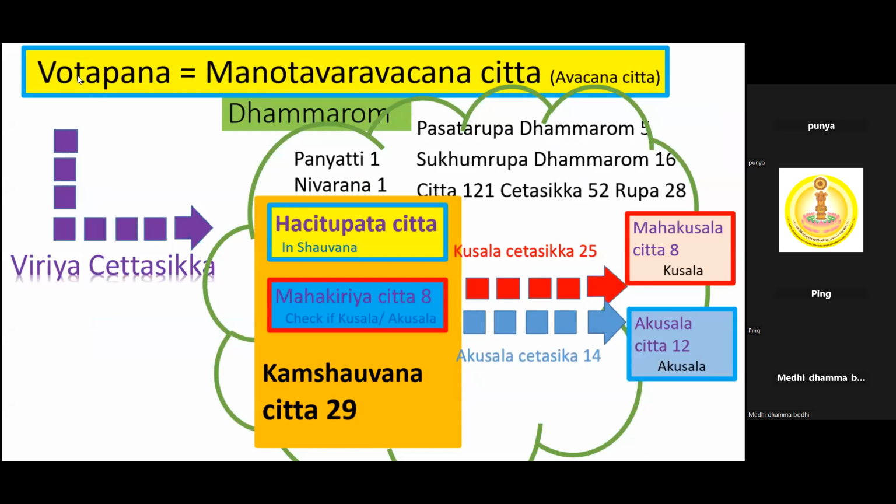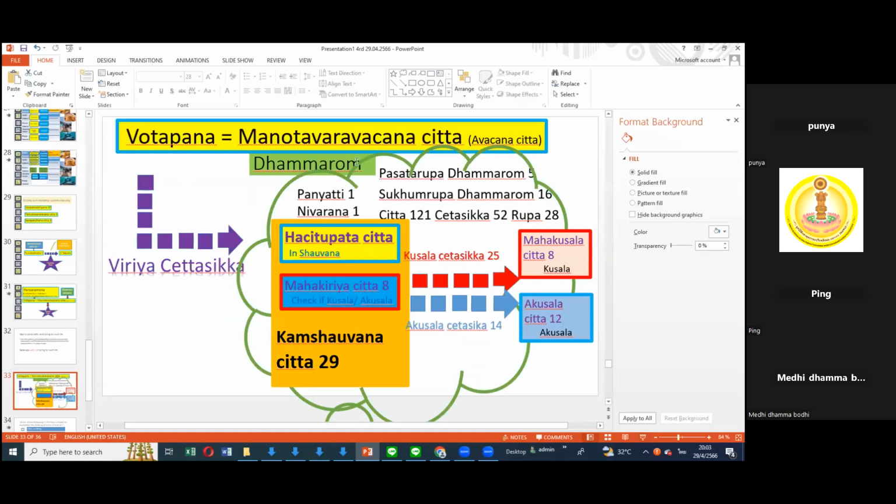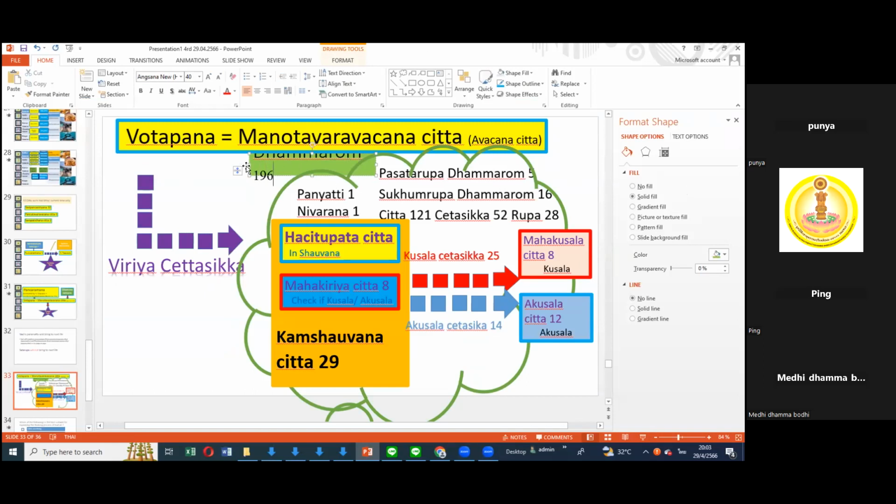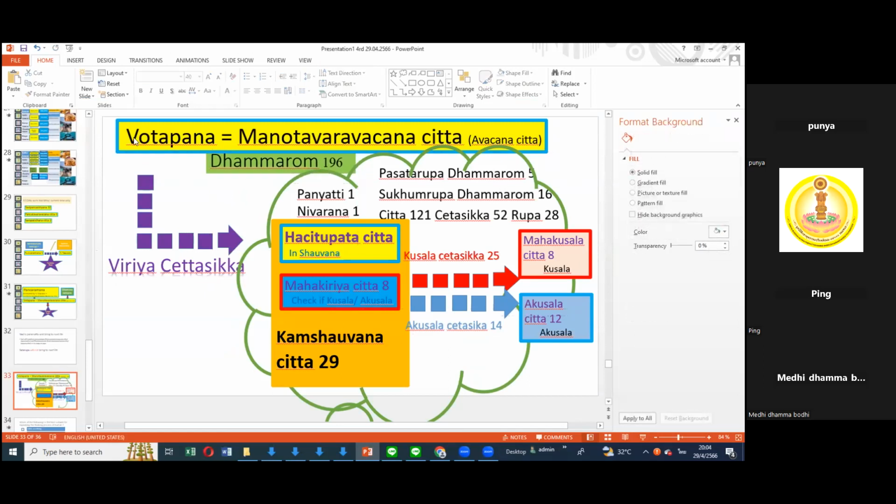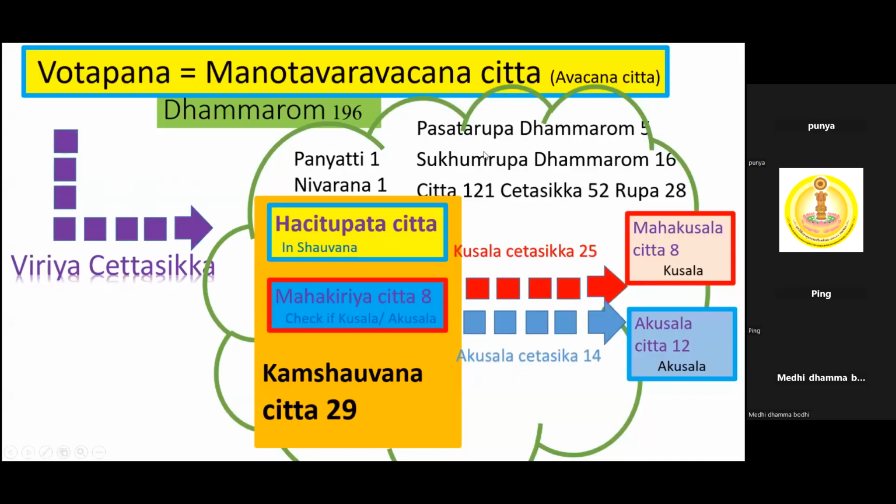Here, in Manodawara Vachanachita, everybody knows that it has Dhammaram. We call it Dhammaram, not Dhammaramana, sorry. Mano Dhammaram. Here, Dhammaram 196. So what is it? Dhammaram 196 is composed of Pasadarupa Dhammaram 5, Sukumarupa Dhammaram 16, Chitta 121, Chaitasika 52, Rupa 28, and Panyati 1, and Nivarana 1. So all of this is Dhammaram 196.